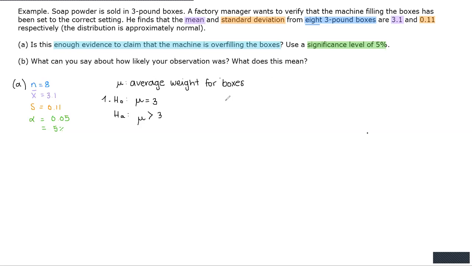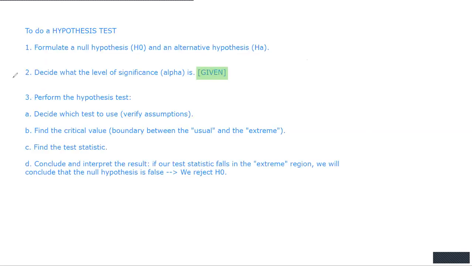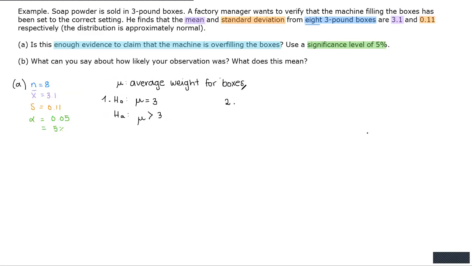The second thing that I'm going to do is to find the significance levels. That's our second step. Decide what the significance level or level of significance is. But in this case, the level of significance is already given, and we already know that that's alpha equal to 0.05 or 5%. Okay, so that's, again, not too bad.